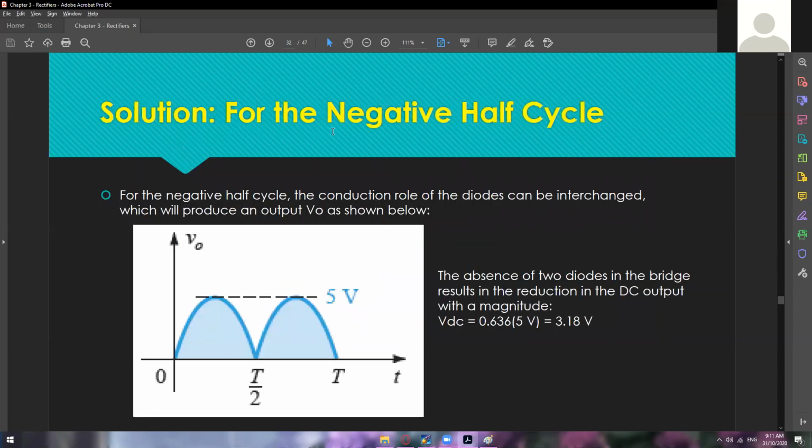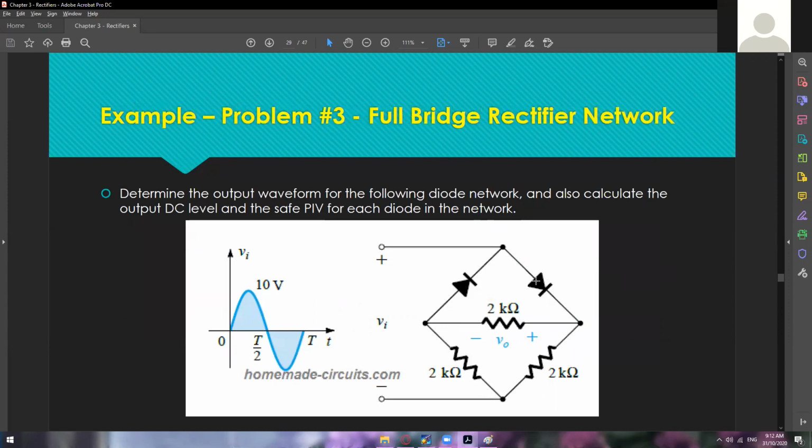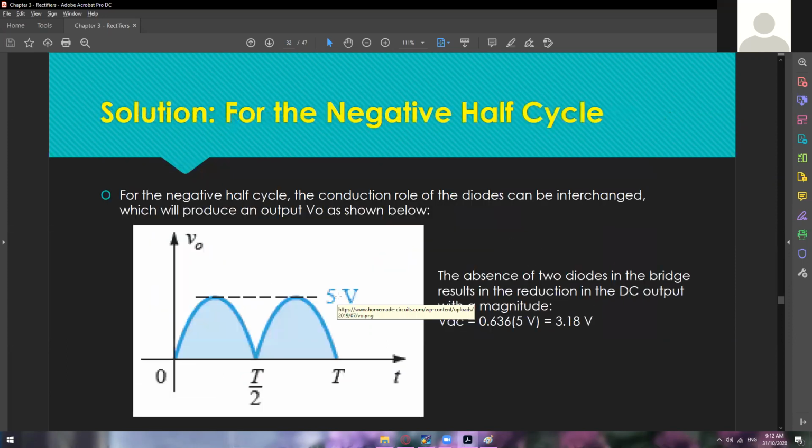And then here's the solution for the negative half cycle. For the negative half cycle, the conduction role of the diodes can be interchanged. So the same process: it's just either passing through here or here and then divided by 2. That's the idea about it. So we have a positive and then a negative 5 volts. You've already read that one.